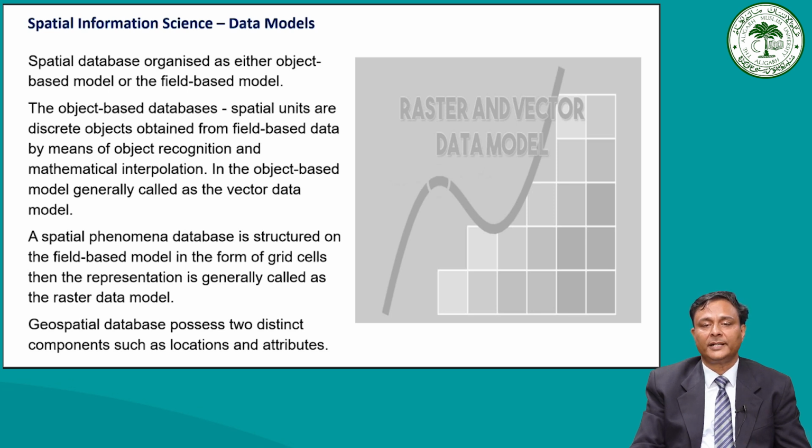So the geospatial database possesses two distinct components, locations and attributes. Geographical features in the real world are very difficult to capture and may require a large-scale database. And spatial information science can organize reality through these data models. Each model tends to fit certain types of data and applications better than others. All spatial data models fall into two basic categories, as we are saying. They can be either raster or vector.